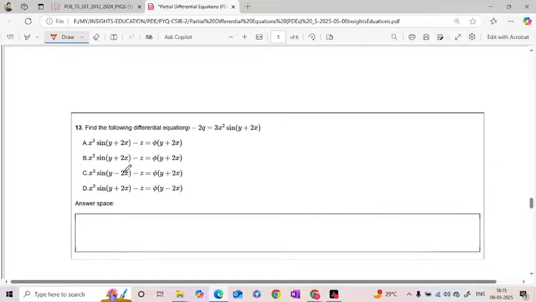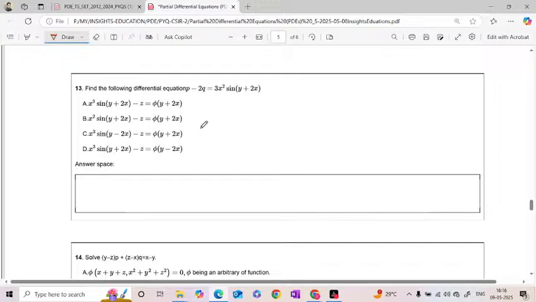Now the following differential equation: p minus 2q is equal to 3x square sin of y plus 2x. Which one is the correct? I think you can eliminate option D. Yeah, sure. Okay.